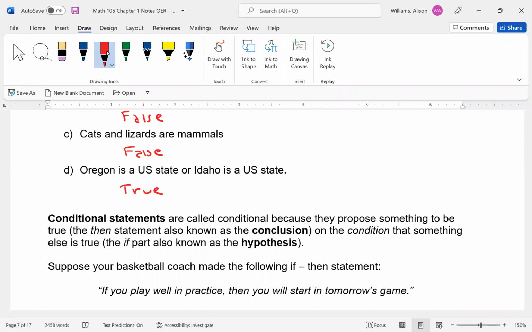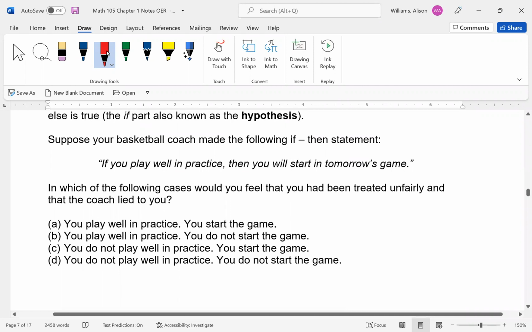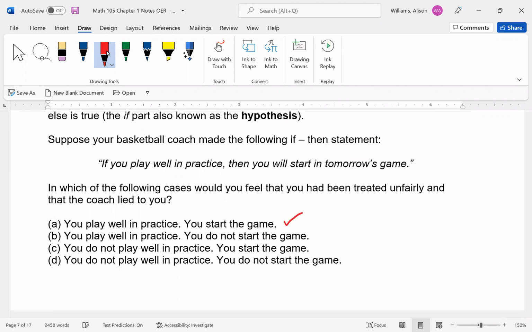So let's look at what happens if we look at the different possibilities. You play well in practice, you start in the game. This is the outcome that we would best like to see happen. If you play well in practice but do not start in the game, this means that your coach lied to you.